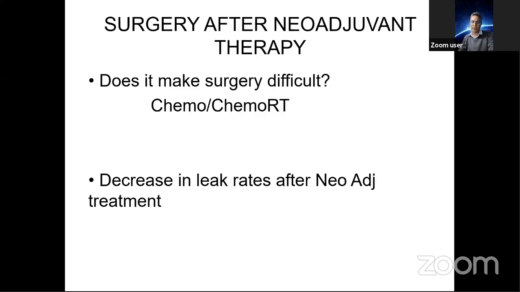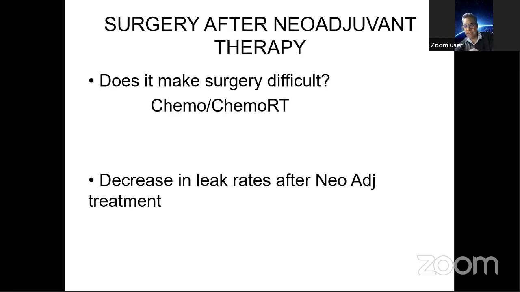Most of us, if you ask me as a surgeon, I would be more than happy to operate after neoadjuvant chemotherapy, that too after FOLFIRINOX, than to operate on a chemo-RT patient. Now, in your experience, Dr. Kishore, there is a tendency of decreased leak rates after neoadjuvant treatment.